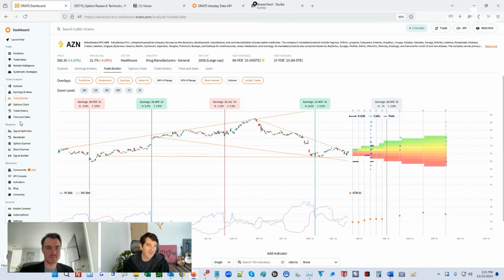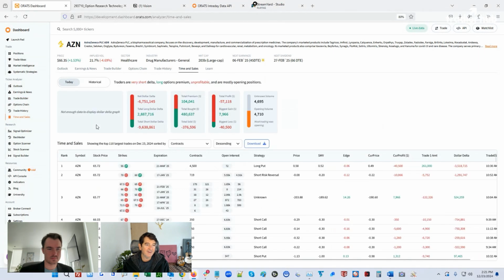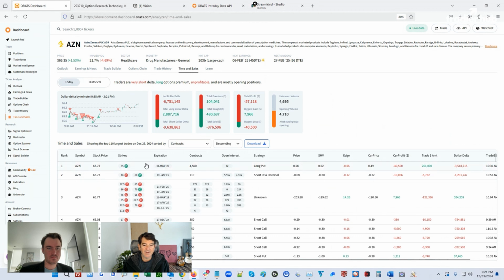Actually, you know what we should do? Since we're here to check out time and sales as one of them, let's check that out. So I never look at these. It's always like a flex trade doing something strange whenever you have too many symbols or too many options trading. So here's that long put. They're getting short, and it's again unprofitable, just like we've seen so many times today.